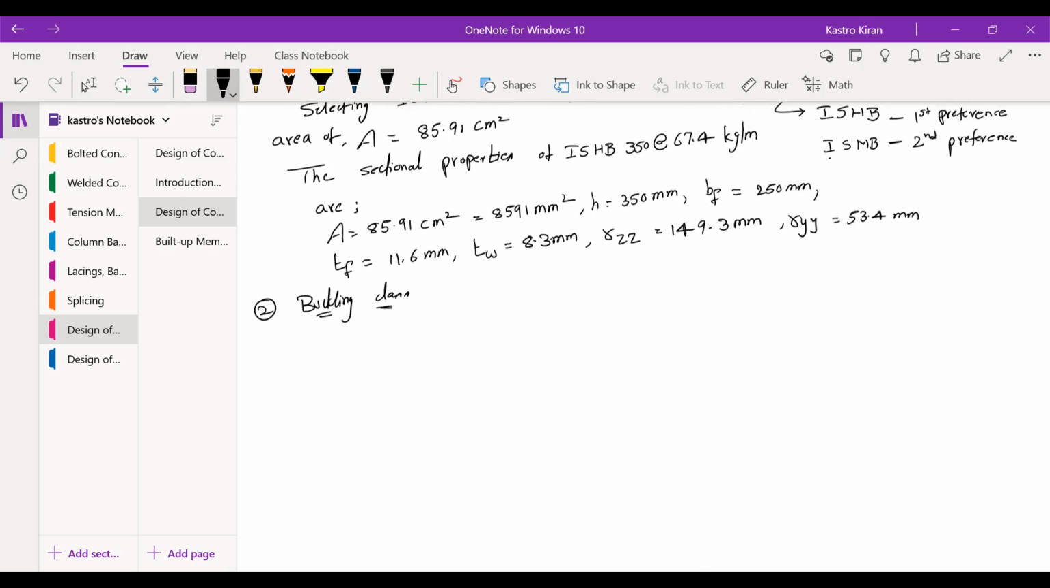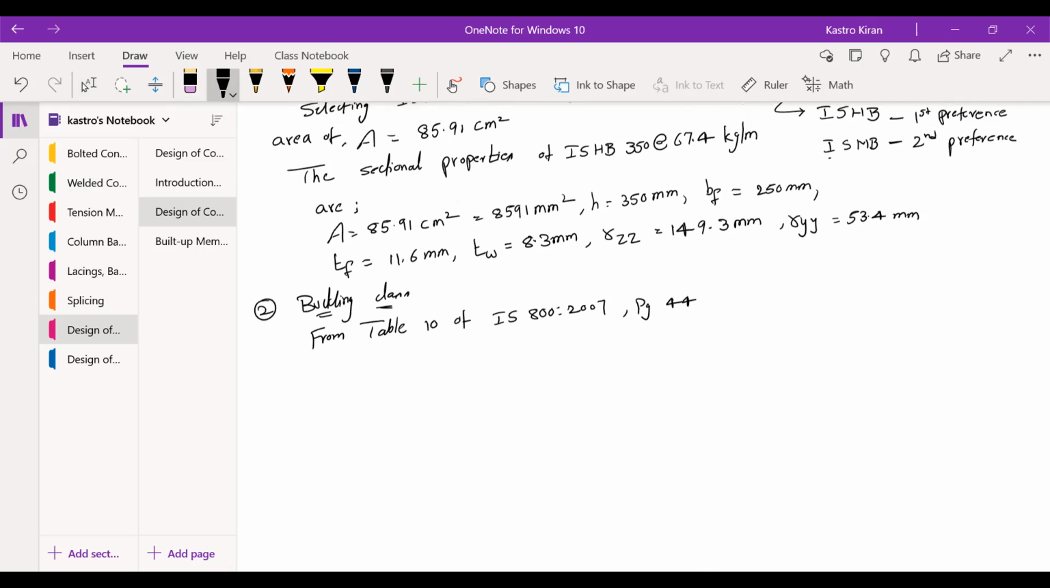Buckling class. Now, how will you find out this buckling class? You need to use table 10. So please remember table 10 of IS 800 2007. This is on page number 44. If you refer to IS 800 2007, on page number 44, you have the values of buckling classes.